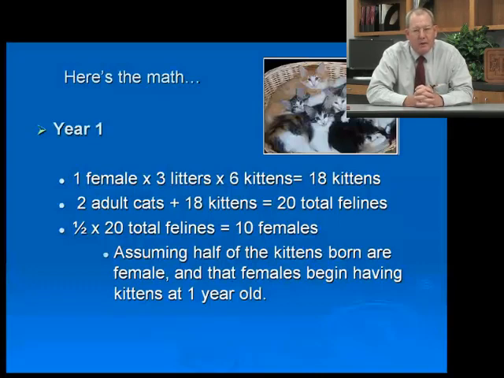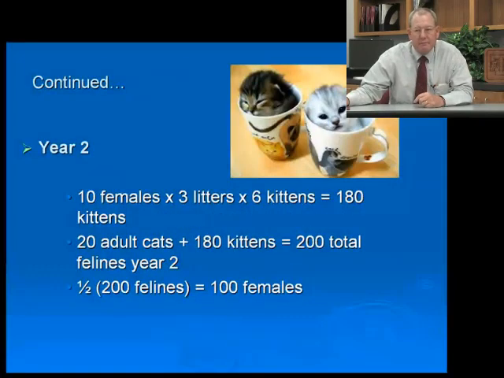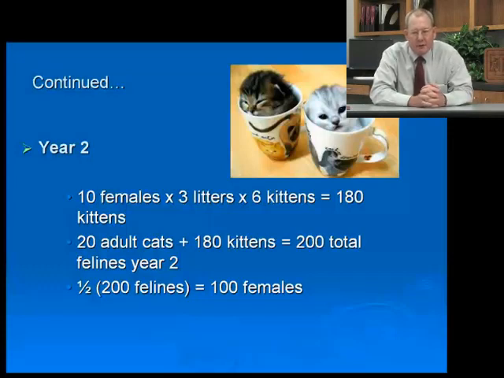Now, we know that this litter is not going to be all female cats. And there's a 50% probability of it being male or female. So of the total felines that are there, 10 are females. Let's go to the next year. The next year, we have 10 females that are now having 3 litters a year and 6 kittens. We end up with 180 kittens. Plus, we also have 20 adult cats plus 180 kittens equals a total of 200 felines in the second year.